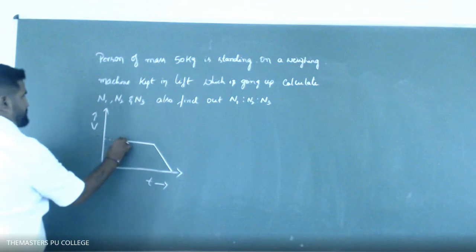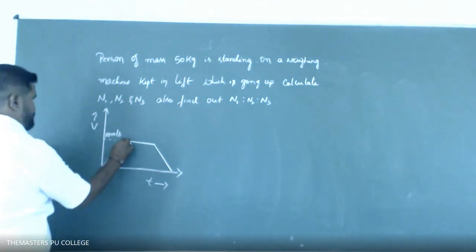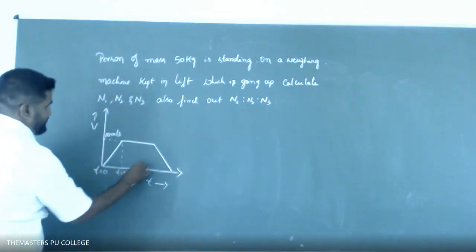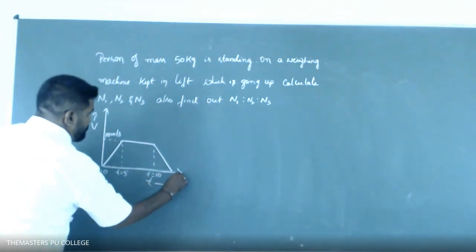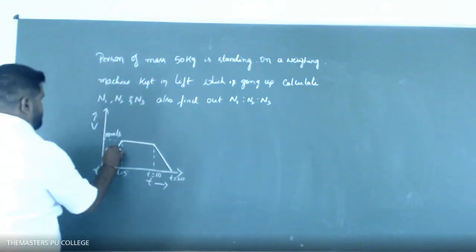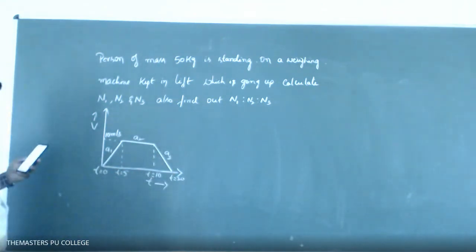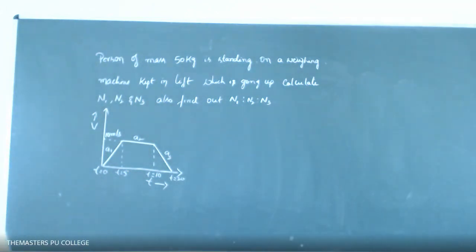So here it is 10 meter per second at t equals 0, t equals 5 seconds, t equals 10 seconds, t equals 20 seconds. We need A1, A2, A3. So this is the question.